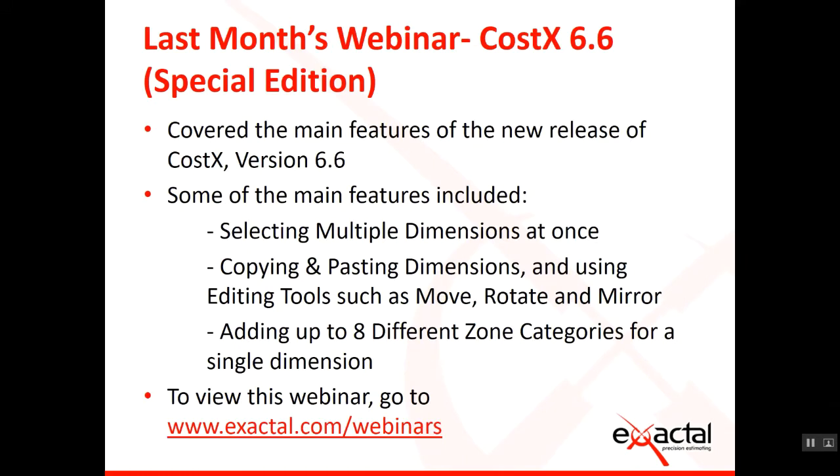In the previous webinar, Pony covered the main features of the new release of CostX version 6.6. Some of the main features included selecting multiple dimensions at once, copying and pasting dimensions, and using editing tools such as Move, Rotate, and Mirror. Adding up to 8 different zones categories for a single dimension. To view this webinar, go to www.exactal.com/webinars.